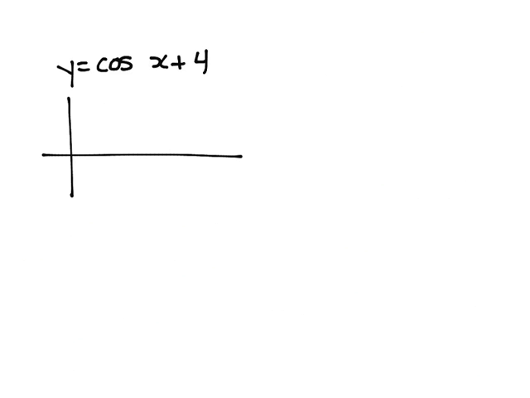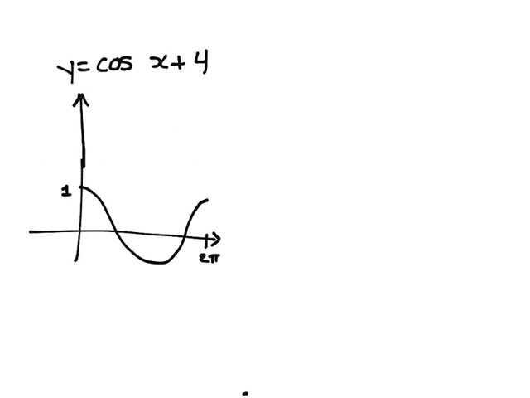Here's our function. Y is equal to cos x plus 4. Our usual cosine function looks like that. It starts at a y value of 1, and its period is 2 pi, or 360 degrees. Let's give this graph a little more room. This is y is equal to cos x.